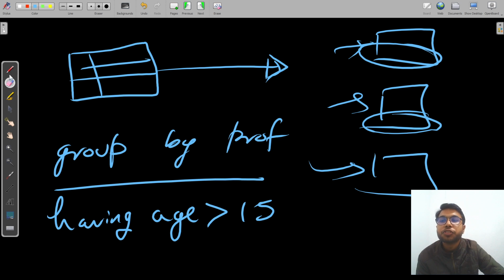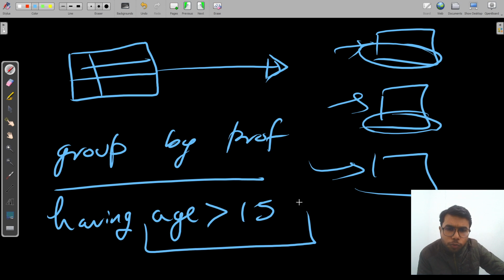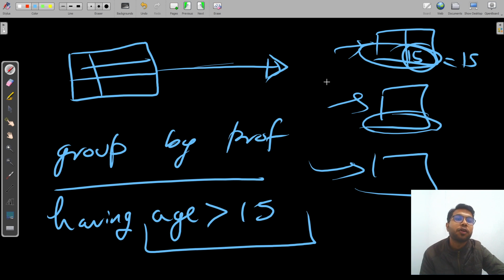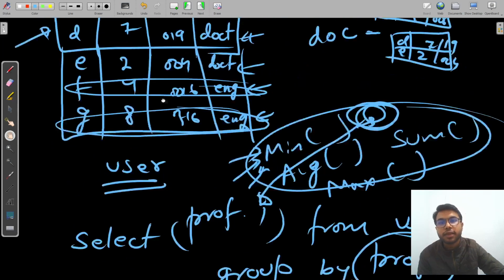I'm adding a condition on my group and I'm saying group by profession, but only group those people who have their ages greater than 15. Only group those people who have their ages greater than 15, right? So it's the same thing, but people who have ages less than 15 will not be included here. Even people with ages equal to 15 will not be included here. So having is simply specifying a constraint on my group, right? I can say having, let's see my table.